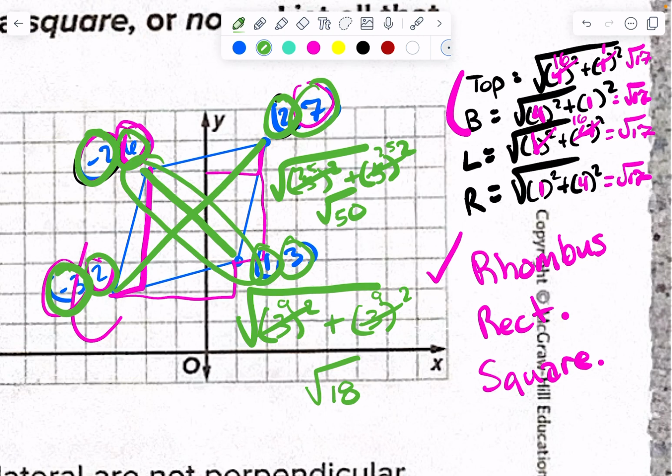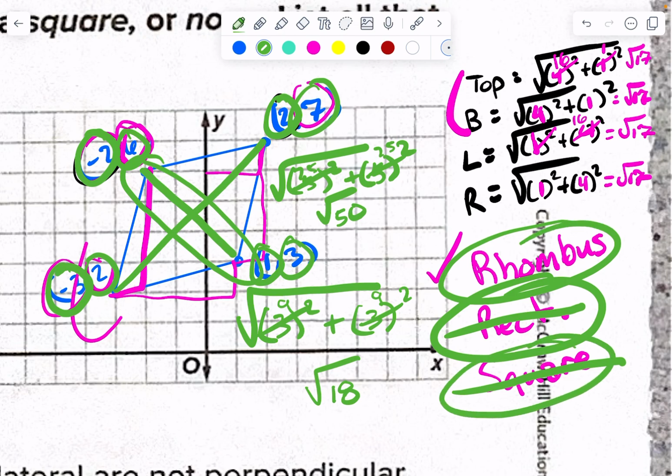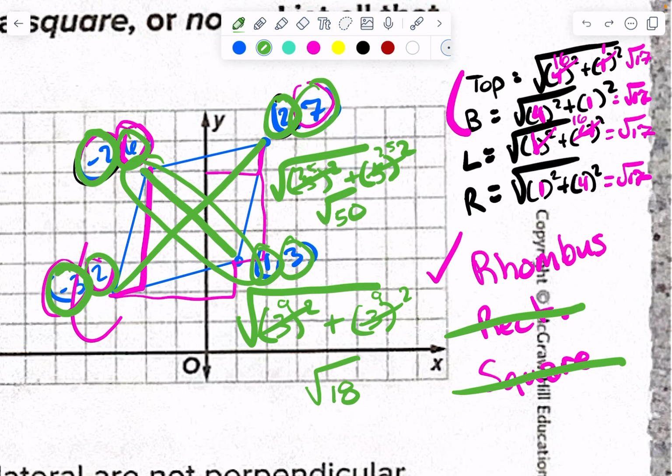And if it's not a rectangle, it's not a square, right? What if it was a rectangle and a rhombus? Then it would be a square as well, right? So if it's a rectangle and a rhombus, you have all 3, okay? If it's not a rectangle, it's not a square. It could be a rectangle but not a rhombus, then it's not a square, right? Does that make sense? Yeah, because the rectangle diagonals are the same. So in this case, we just have a rhombus.